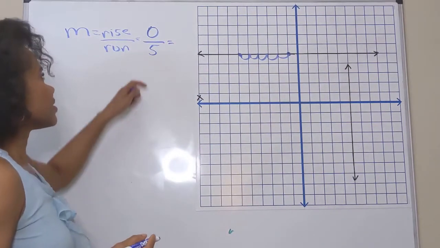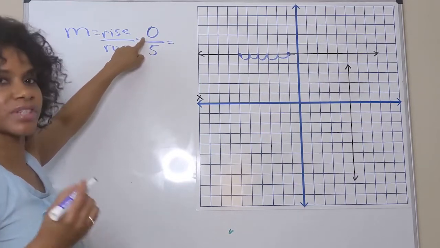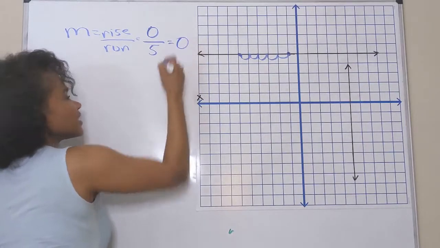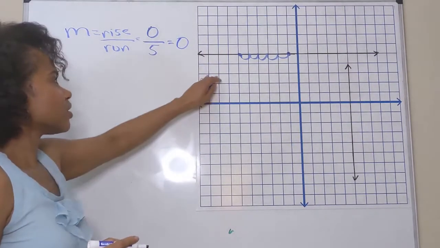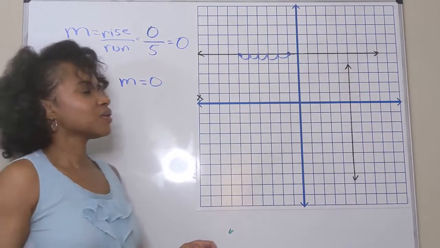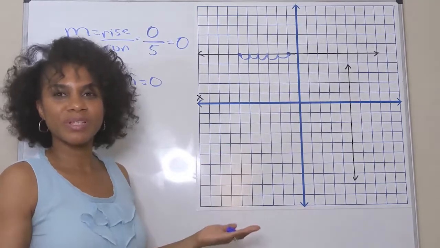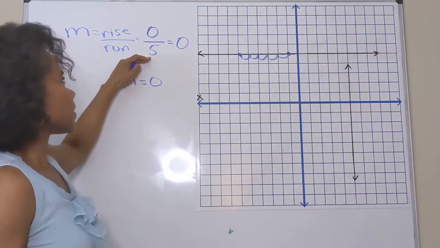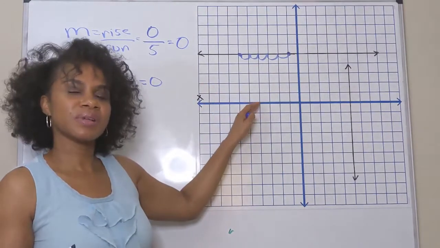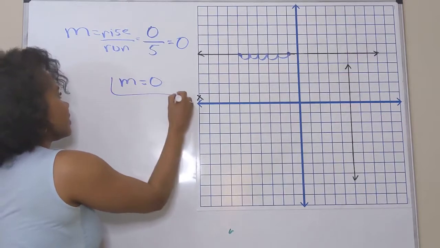So to reduce this fraction, 0 over 5. Remember, if 0 is in your numerator, the fraction reduces to 0. So we can say that the slope of this line is 0. So we can conclude that the slope of every horizontal line will be 0. So without going through doing like the rise and the run, you can conclude that every horizontal line has a slope of 0. All right.